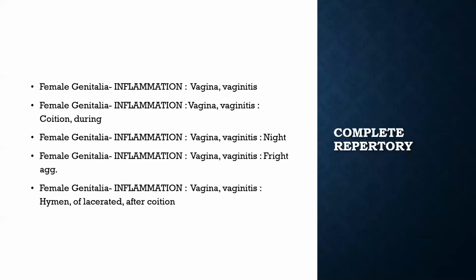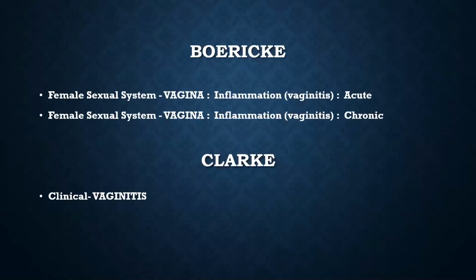Now talking about complete repertory, we have particular rubrics, that is female genitalia, inflammation, vagina, vaginitis. Again, vaginitis, coition during. Vaginitis in the night time. Vaginitis, fright aggravation. Then inflammation, vagina, vaginitis, hymen of lacerated after the coition. So these are the representations of vaginitis in case of complete repertory.